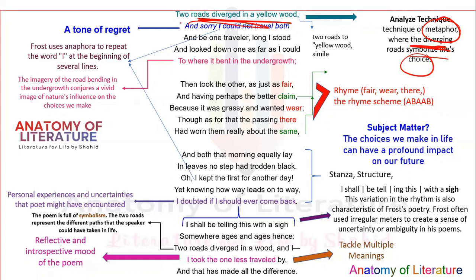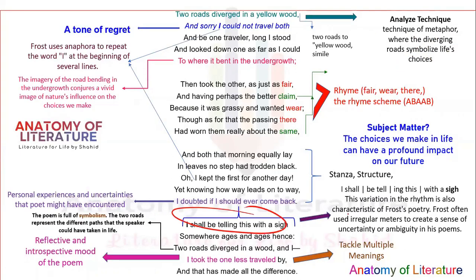Simply, two roads diverged in a yellow wood also refers to the use of a very important meter that I have also highlighted: this poem comes with iambic tetrameter, and some lines contain iambic pentameter. So it's the characteristic of Frost's poetry. He often used irregular meters to create a sense of uncertainty or ambiguity.